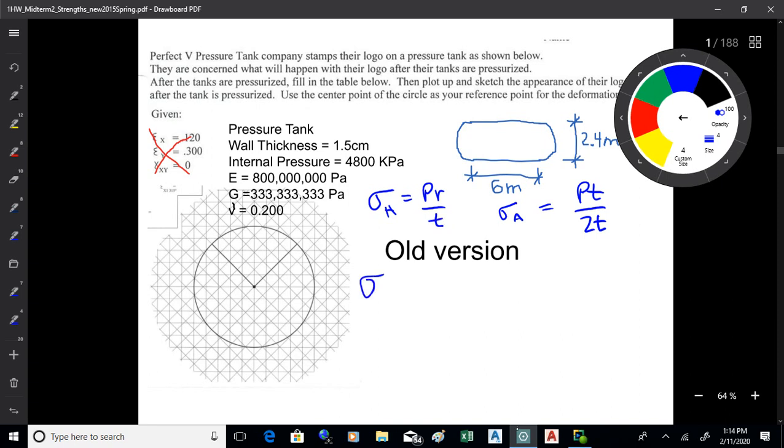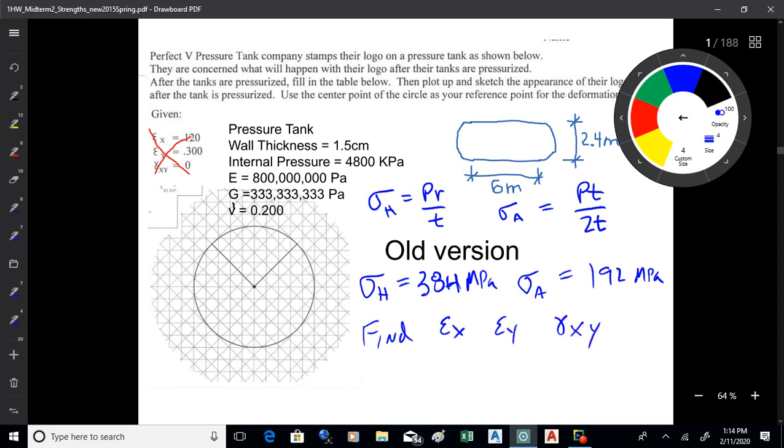And when you do that, why don't you go ahead and pause the recording if you're online, and then just run the numbers, and let's see what we got. Okay, so the hoop is 384 megapascals, and the axial is 192 megapascals. Then the next thing we want to do is find epsilon x, epsilon y, and the shear strain, gamma xy.